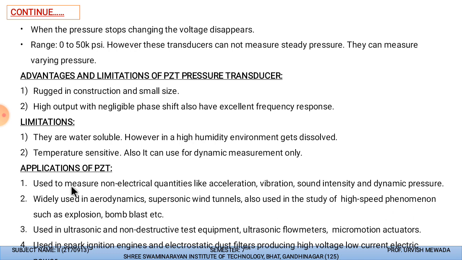So this application and this advantage make it versatile, and we can use it for the industrial purpose as well as the commercial and the residential purpose for the pressure measurement using piezoelectric transducer.